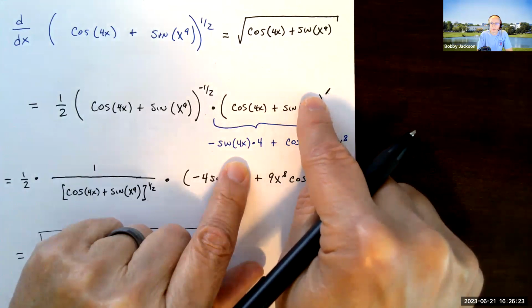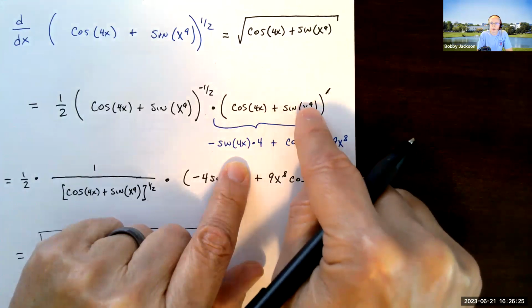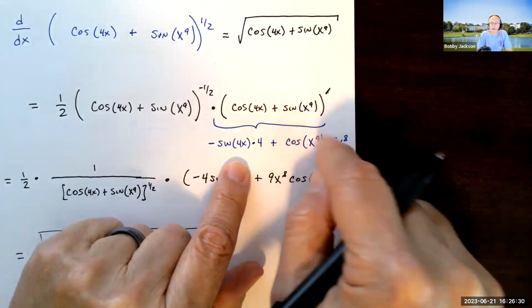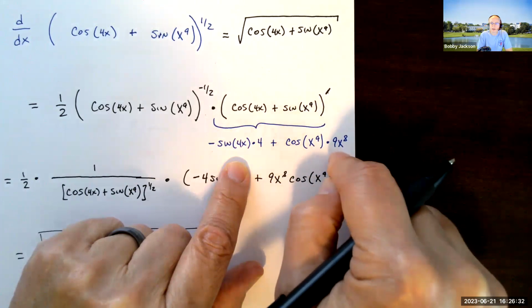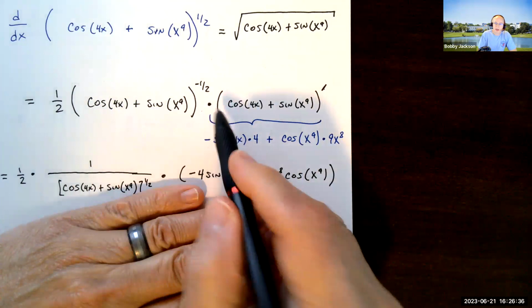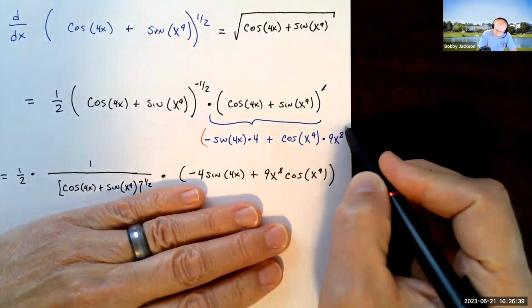Derivative of sine is cosine. So it's cosine of x to the 9th times the derivative of that inner function x to the 9th. And the derivative of x to the 9th by the power rule is 9x to the 8th power. Okay, so we've got 1/2 times this times all of this stuff here.